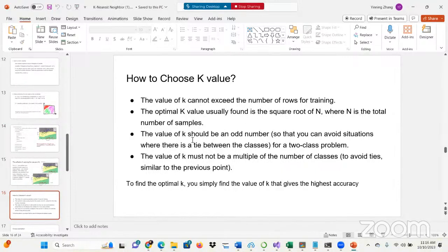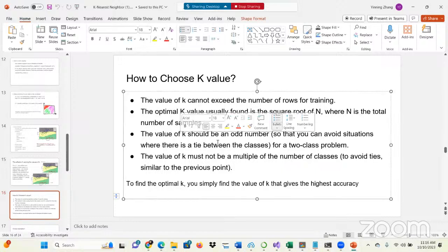And we mentioned this already, k should not be an odd number if it has 2 classes, and the k should not be a multiple of the number of classes.